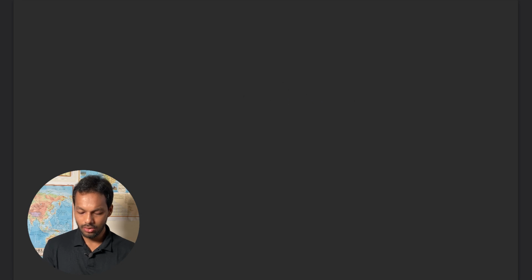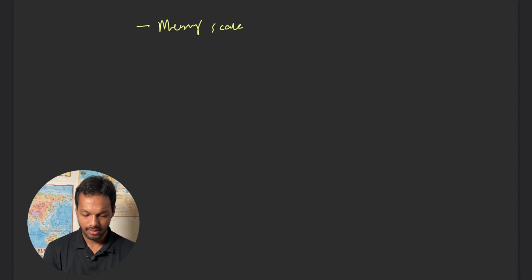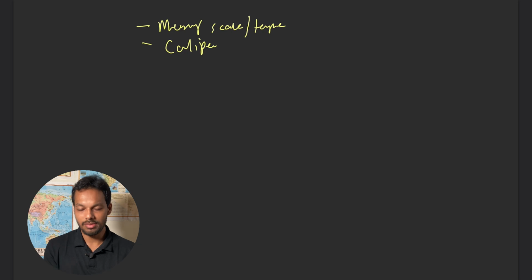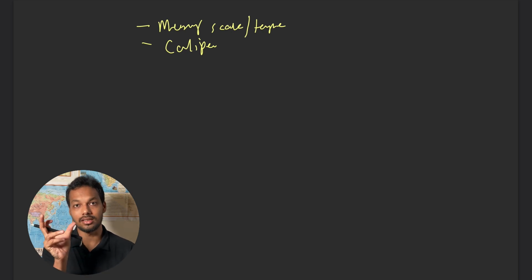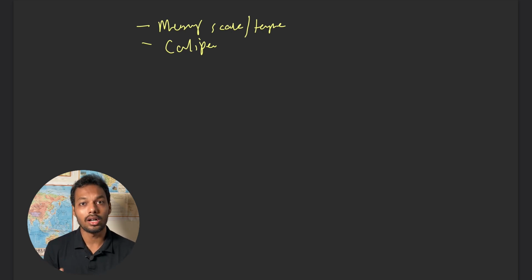Here you want some instruments or implements. The first thing is the measuring scale or measuring tape. Then you need a caliper. You know how a caliper looks. A caliper measures the thickness of a certain thing. In physics we use a vernier caliper.